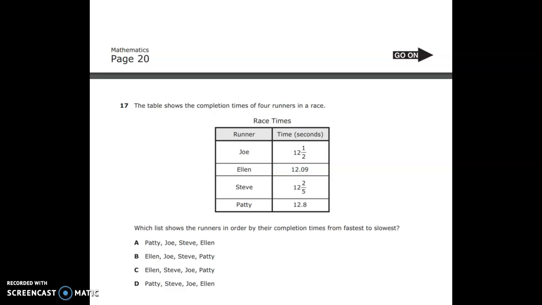Number 17. The table shows the completion times of 4 runners in a race. Race times. Runner and time in seconds. Joe, 12.5. Ellen, 12.09. Steve, 12 2/5. Patty, 12.8. Which list shows the runners in order by their completion times from fastest to slowest? Patty, Joe, Steve, Ellen. Ellen, Joe, Steve, Patty. Ellen, Steve, Joe, Patty. Patty, Steve, Joe, Ellen.